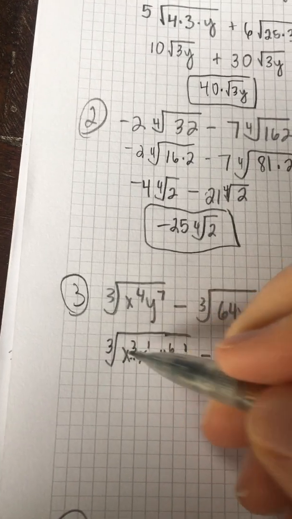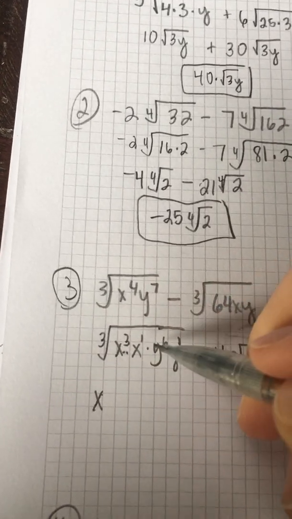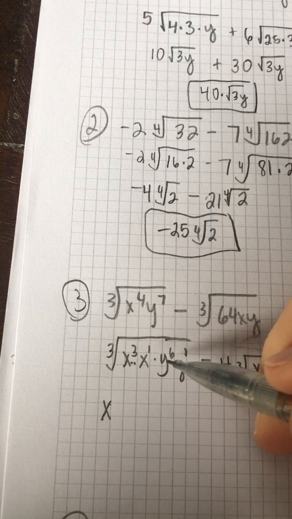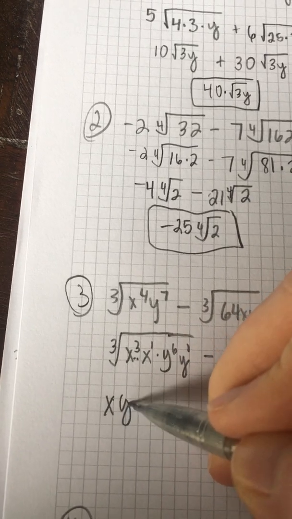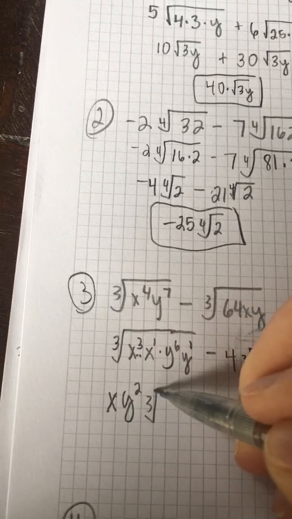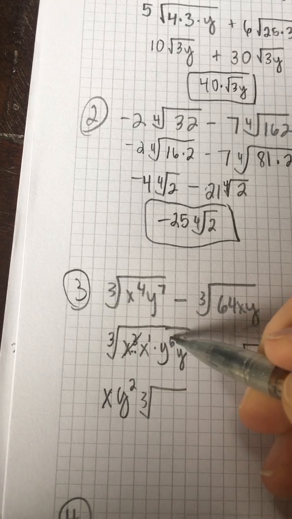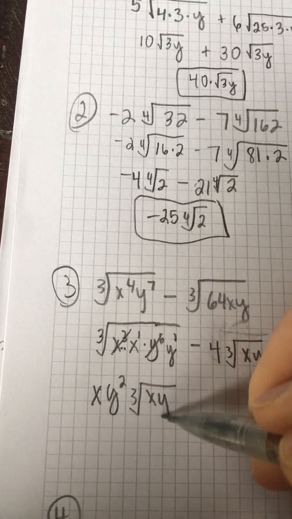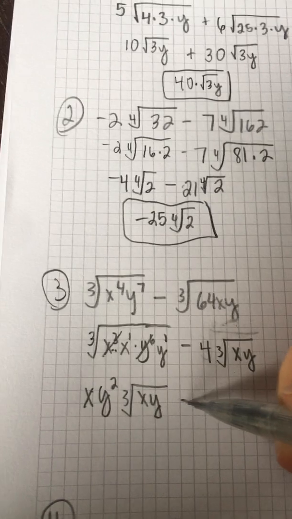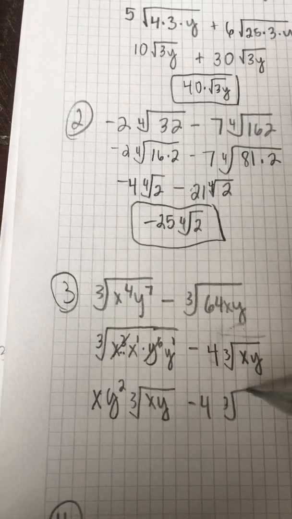X cubed is perfect, divide, you bring out an x. Y to the 6 is perfect, divide, you bring out a y squared. Keep the cube root, what stays under? That came out, we have an xy that stays under. Minus 4 and the cube root of xy.